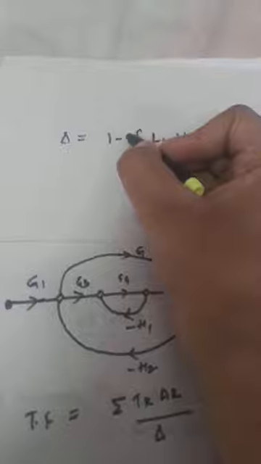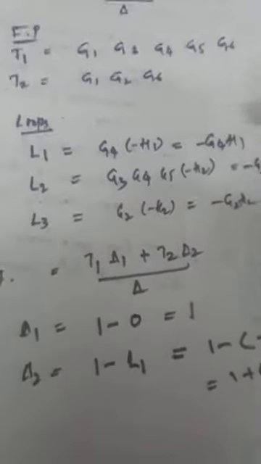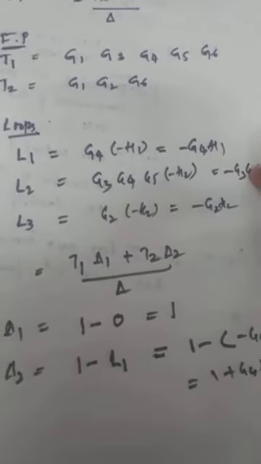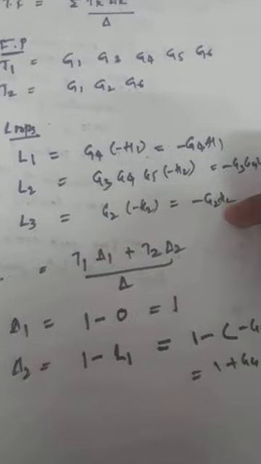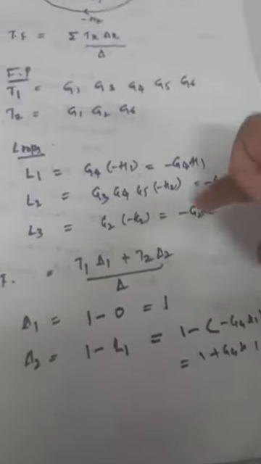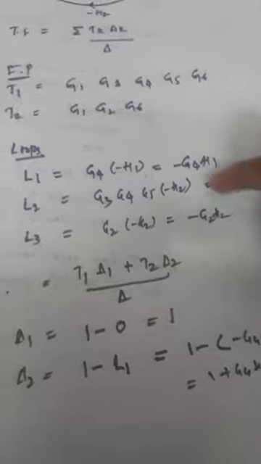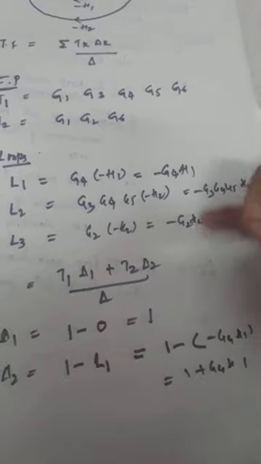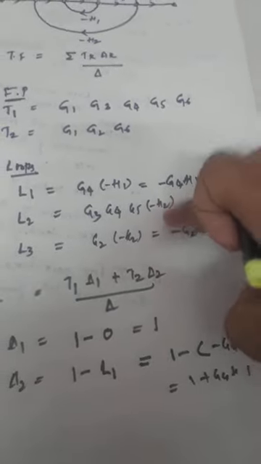Okay, here I have taken minus. Next you take plus sum of two non-touching loops. See, check for all the possibilities. L1 and L2 are touching loops because G4 is common. And L1 and L3 can be considered non-touching loops because no node is common between loop 1 and loop 3. Then check for L2 and L3. In L2 and L3, S2 is common. That means these two are touching loops.